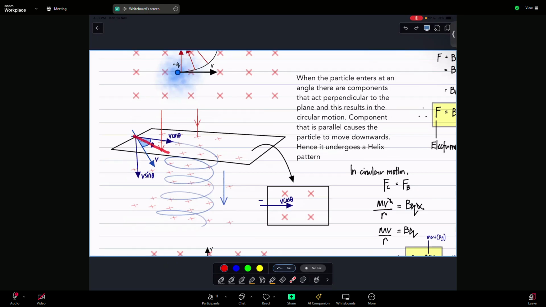Now, this is the one I mentioned. If it enters at an angle, you have one component that's perpendicular and one component that's parallel. The perpendicular component will make it go in a spiral, and the parallel component will make it go down. As a consequence, it'll start to go down like a spiral staircase. That's an extreme version of it.